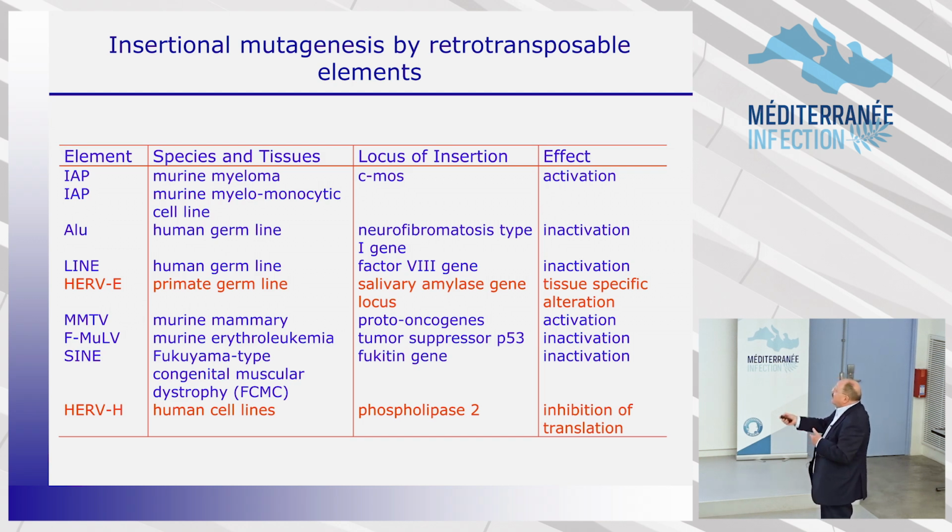And here are a lot of examples of the influence of viral integrations of different elements on normal cellular genes. The most important one I will mention is HERV-E. It came into the salivary gland and regulates the expression of the amylase gene, and this leads to the fact that we can digest bread already here and not only in other parts of the body.